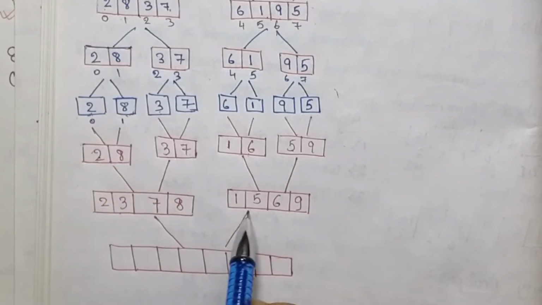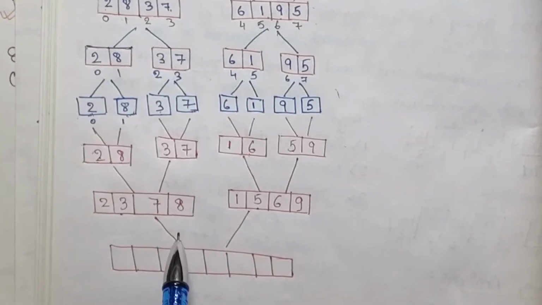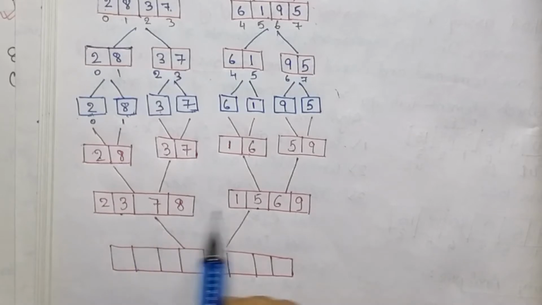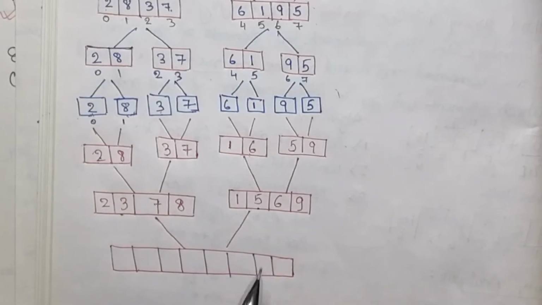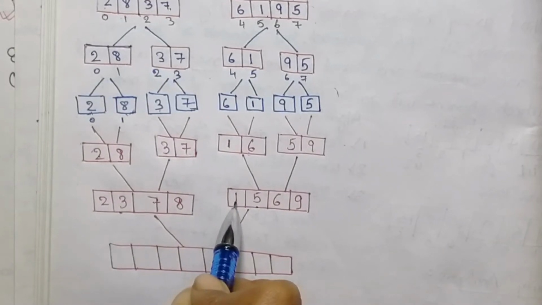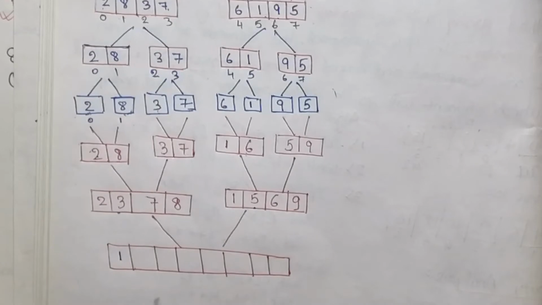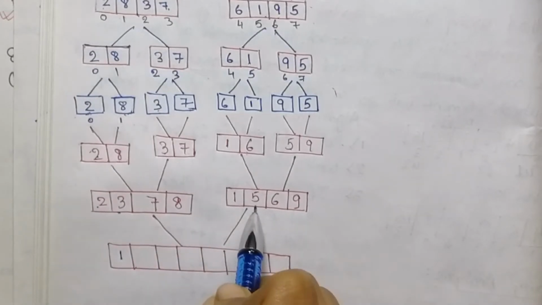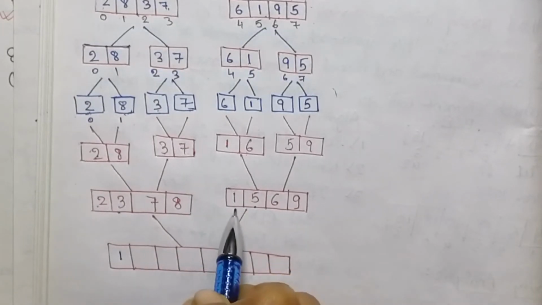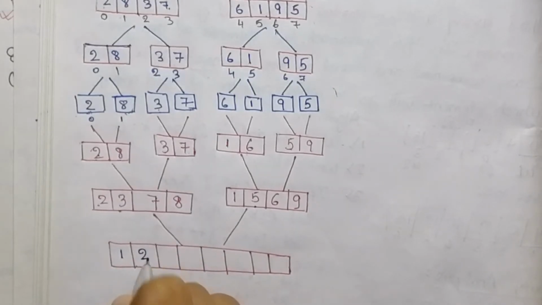Now again, these 2 sublists will be combined into a single list, and this is the final step to merge the 2 sorted lists to obtain the sorted output list. So here again 2 is compared with 1. As 1 is smaller, we will store 1 in the first position. Then 2 is compared with 5, as we have already stored 1. Now 2 is smaller, right? So we will store 2.